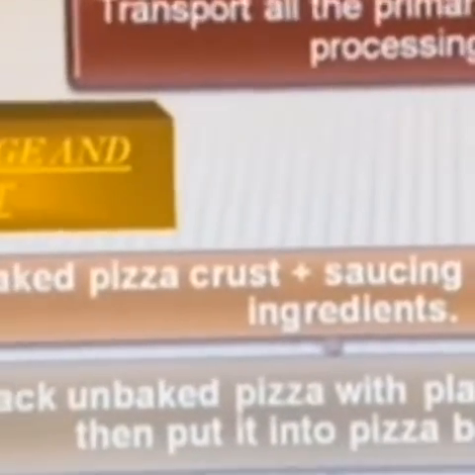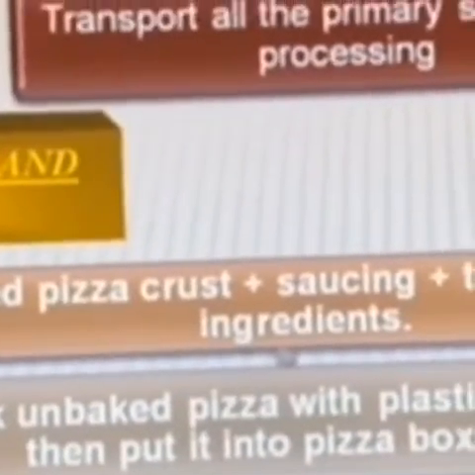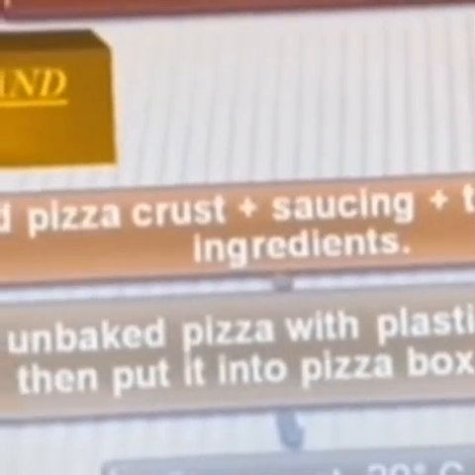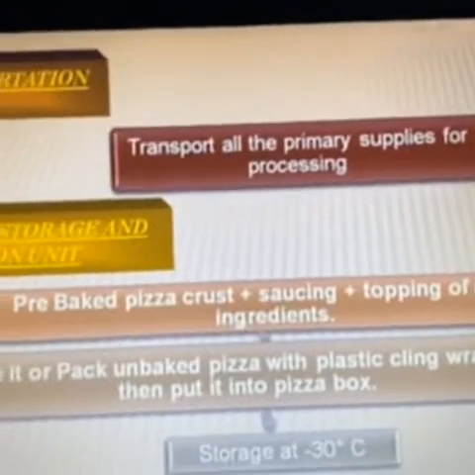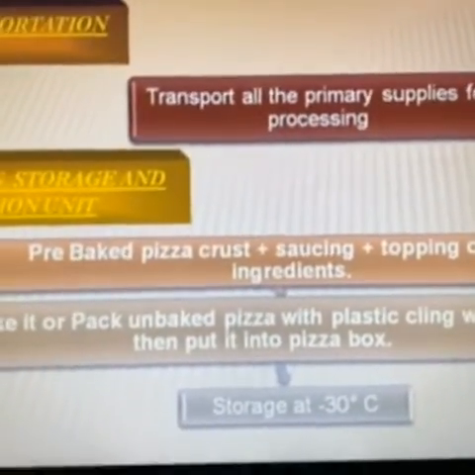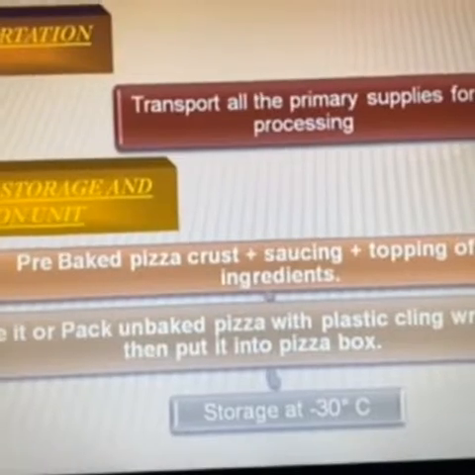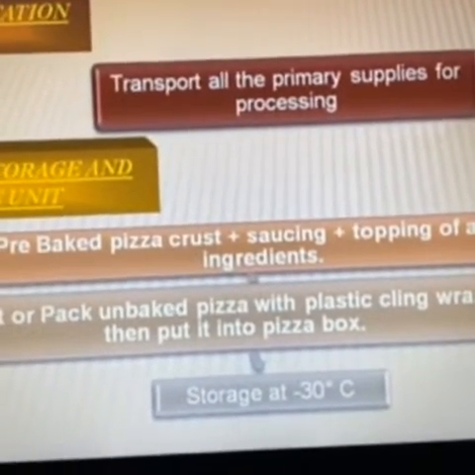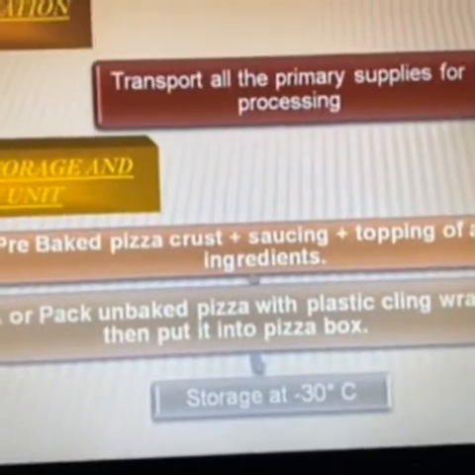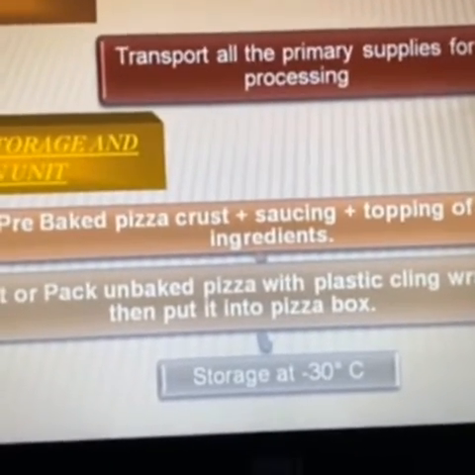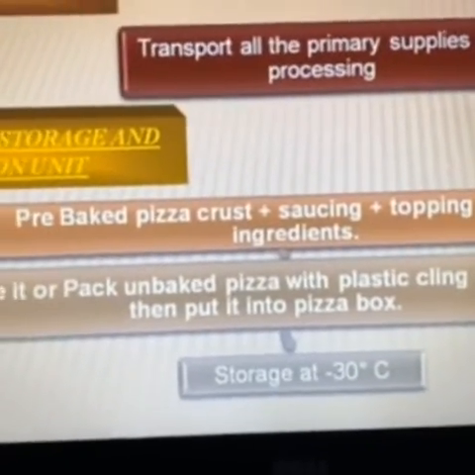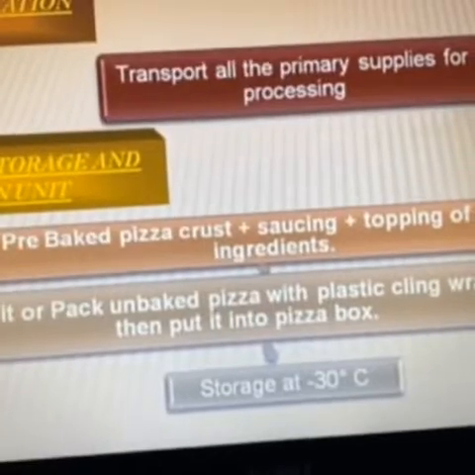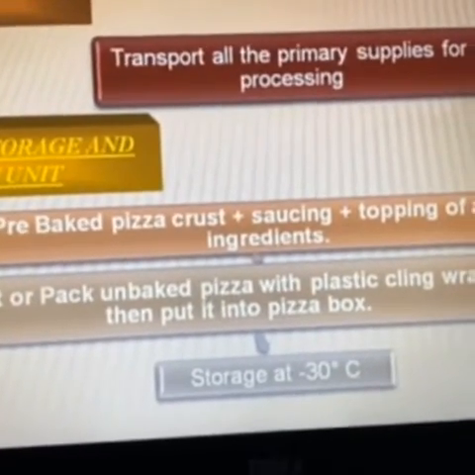Now let's talk about transportation. Obviously, we need transportation, so we have our own cabs and vehicles, from which our stuff is transported to our organization. Then the processing, storage, and distribution step.